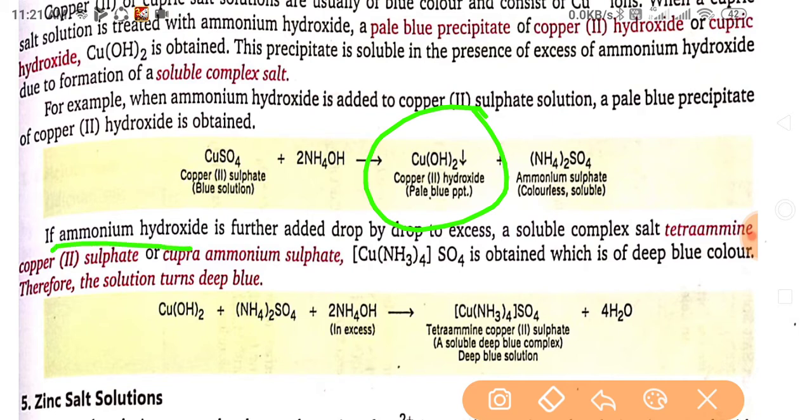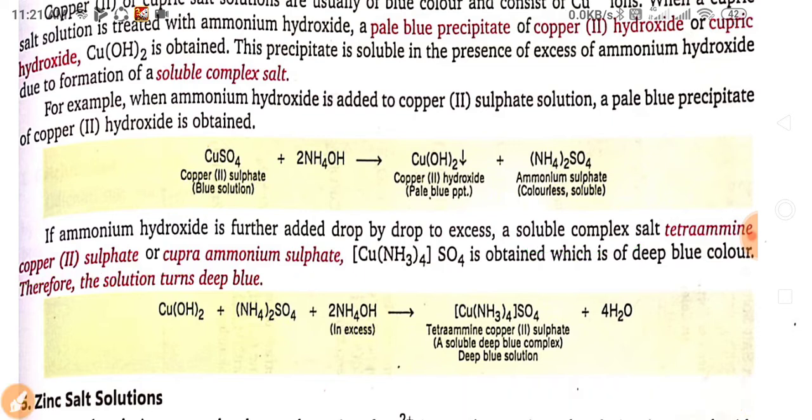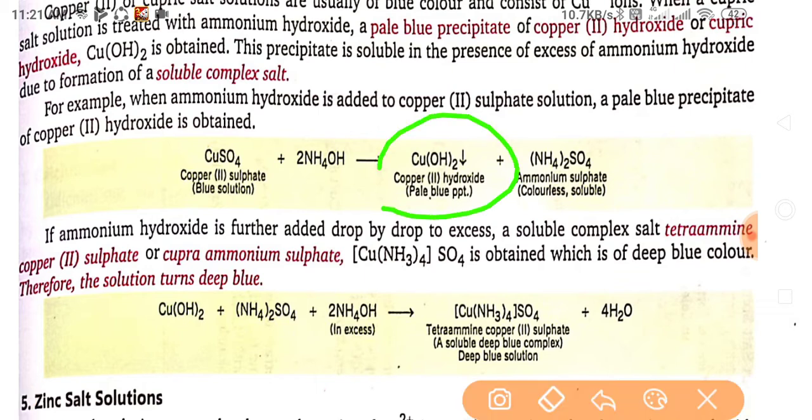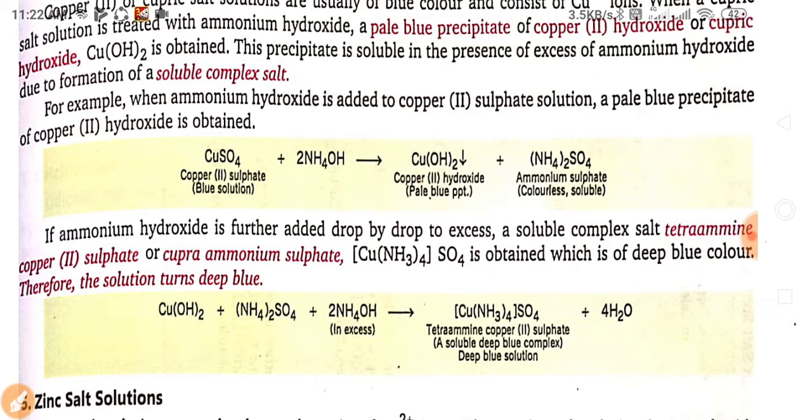And if ammonium hydroxide is further added drop by drop in excess, a soluble complex salt, tetraamine copper sulfate or cuprammonium sulfate, is obtained, which is of deep blue color. The precipitate is pale blue in color, but when excess of ammonium hydroxide is added, it will form tetraamine copper sulfate, which is deep blue in color. You can see the reaction here also.